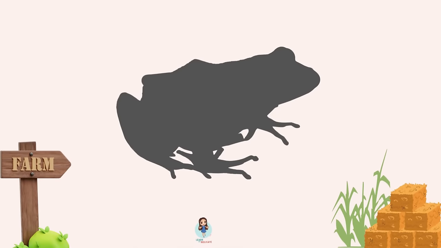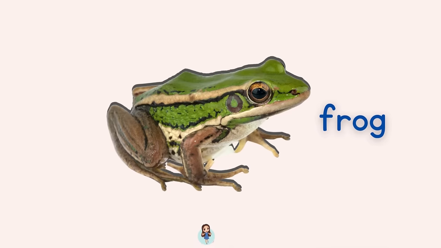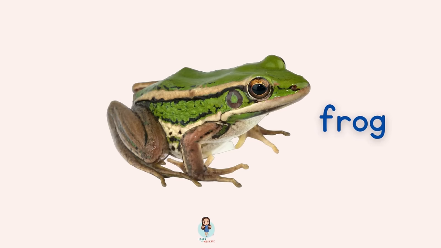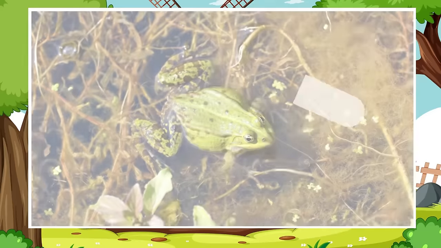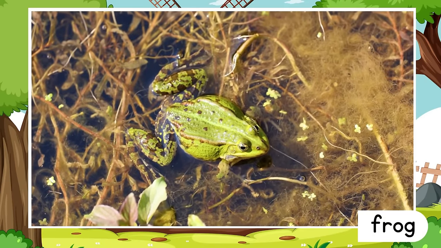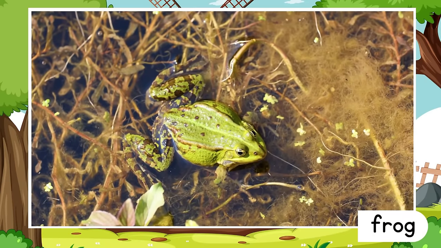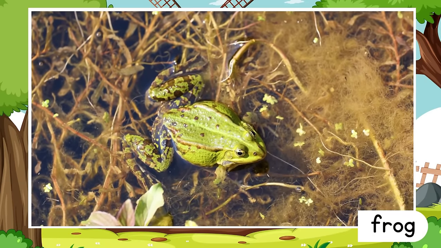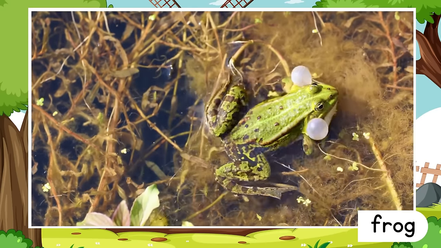Guess this animal. Frog. This is a frog.